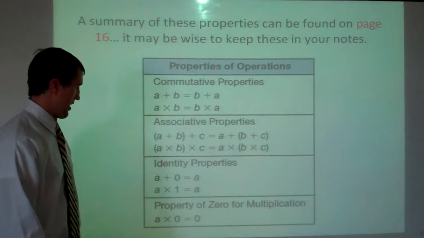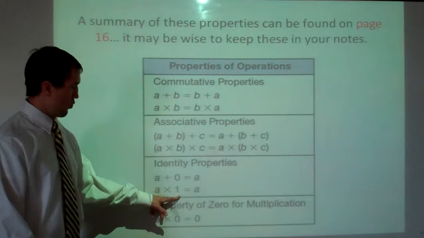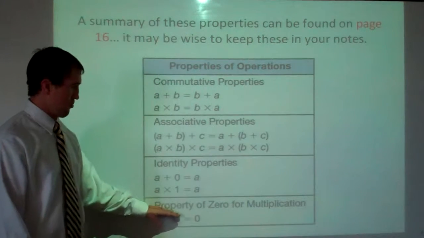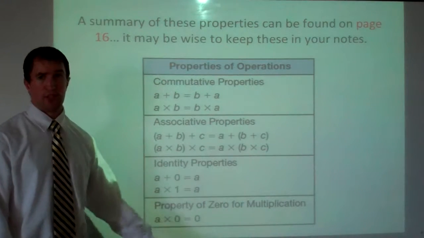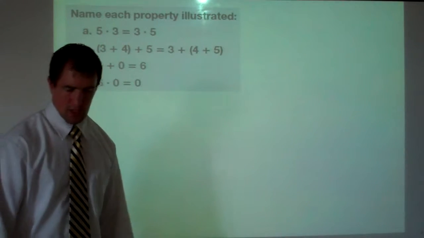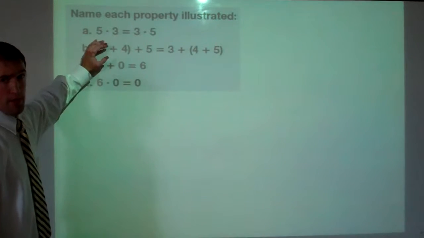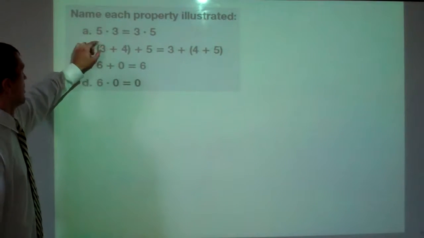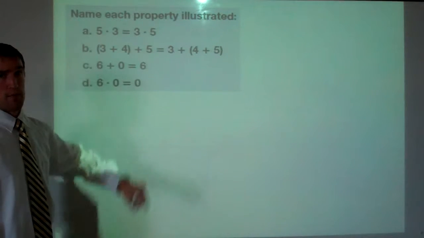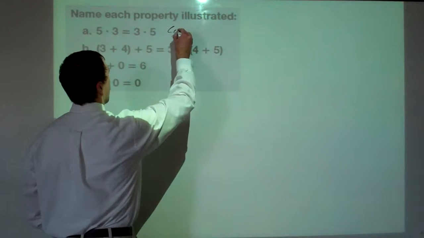Identities, remember that the additive identity is 0, multiplicative identity is 1, and zero property for multiplication, anything times 0 will be 0. So real quickly here, we'll go over a couple examples. And if you use that chart on page 16, it makes this easier. 5 times 3 equals 3 times 5. That's the commutative property. Order.